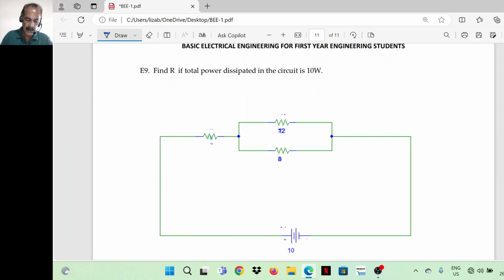So next is, find R if total power dissipated in the circuit is 10 watts. So in this case, the total power dissipated is 10 watts, that is in all these three resistors. This is 12 ohm, 8 ohm, and this is unknown.